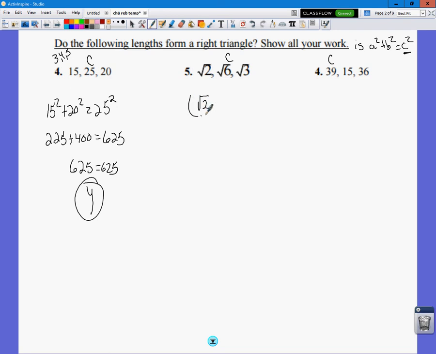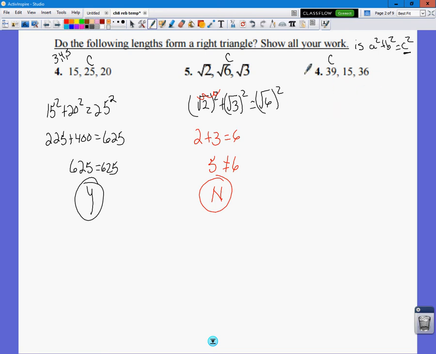The square root of 2 squared plus the square root of 3 squared equals the square root of 6 squared. When you square a square root, they are inverses of each other. They basically cancel each other out, leaving you 2 plus 3 equals 6. Since 5 is not equal to 6, the answer to this question is no, it's not a right triangle.